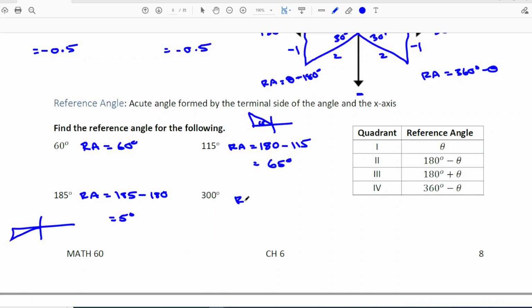And then lastly, this one, to find the reference angle, we would do 360 minus 300, which would give us a reference angle of 60 degrees, which means if I was to draw it, it would be in quadrant 4, and it would make an angle of 60 degrees with the x-axis. So now what we're going to do is put this all together. Using the reference angle, we're going to be able to find exact values of angles in all 4 quadrants.